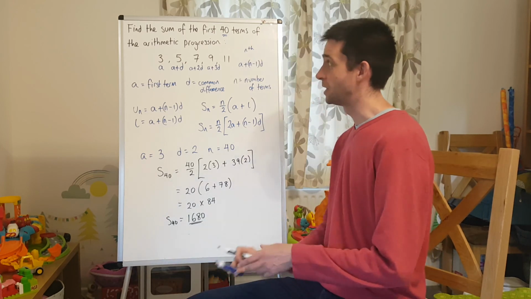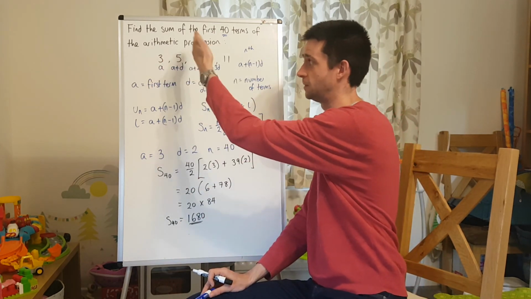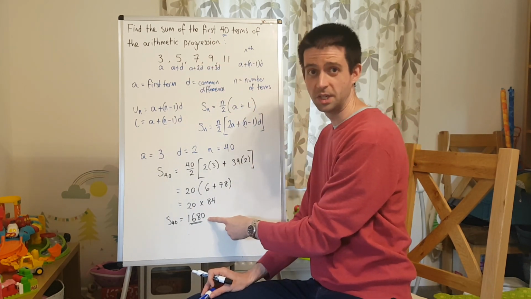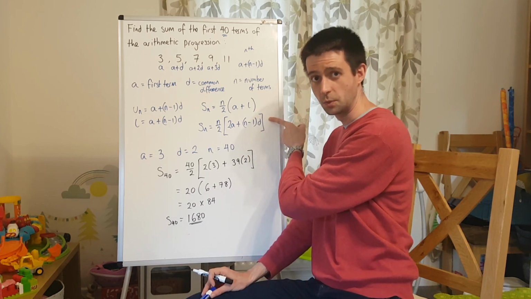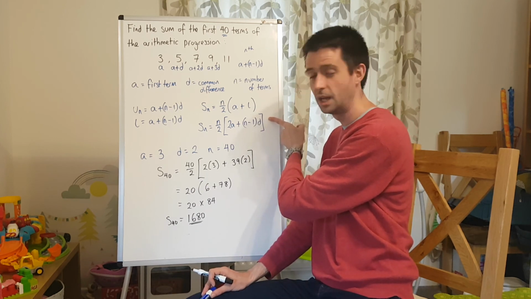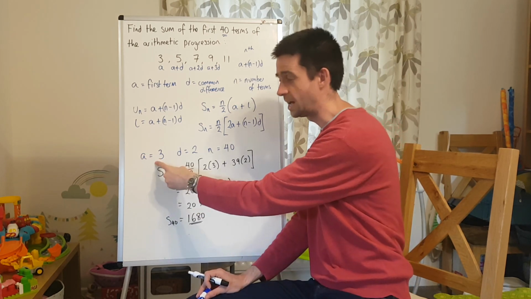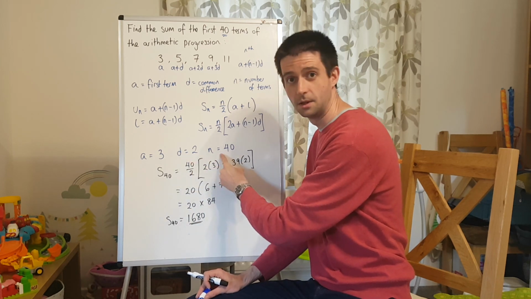So what I've just worked out there is that the sum of the first 40 numbers in the sequence 3, 5, 7, 9, 11 going up in twos is 1,680. This used the formula for the sum to n terms of an arithmetic sequence, and having identified the three key things that I need to know for this topic, which is a, the first term, d, the common difference, and n, the number of terms.